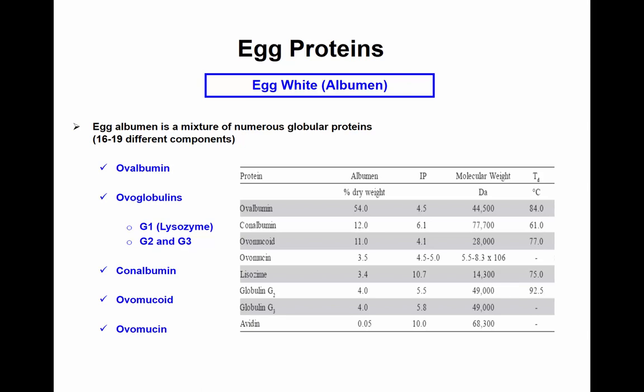Okay. So if we look at this table, it's not only listing them in their abundance, but also you look at the isoelectric point. The most noticeable are lysozyme, for example, and avidin. They're basic proteins. That means their isoelectric point is high. So they're usually positively charged at pH 7, compared to the rest that are negatively charged at pH 7.